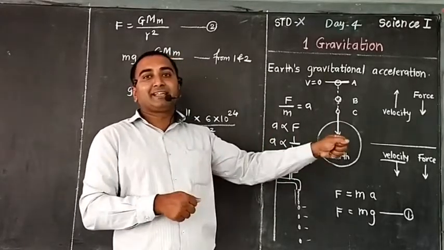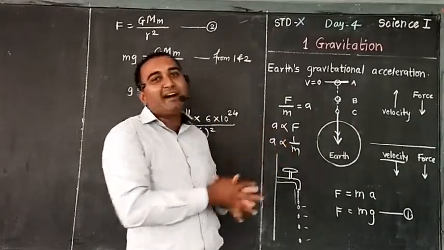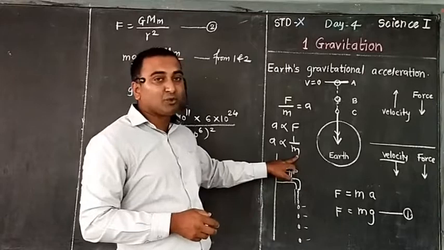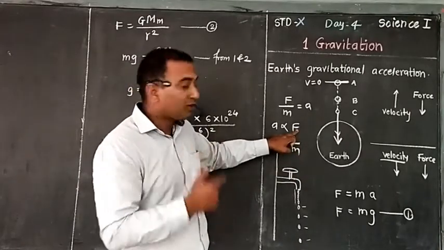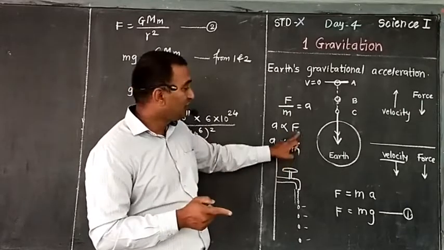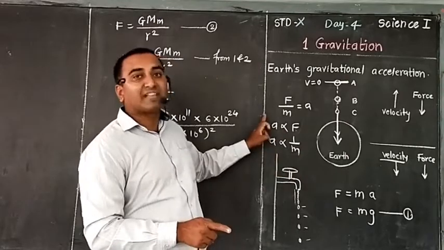A cycle accelerates easily, but not a lorry. You have to push that lorry very hard because its mass is more. So acceleration totally depends on force and mass. Force is directly proportional, mass is inversely proportional. More the force, more the acceleration. Less the mass, more the acceleration.